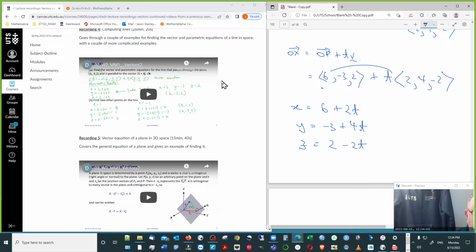So it wants the vector and parametric equations, tick. So that's our vector equation. And that's our parametric equation. Whether it's 2D or 3D, it's the same idea, isn't it?